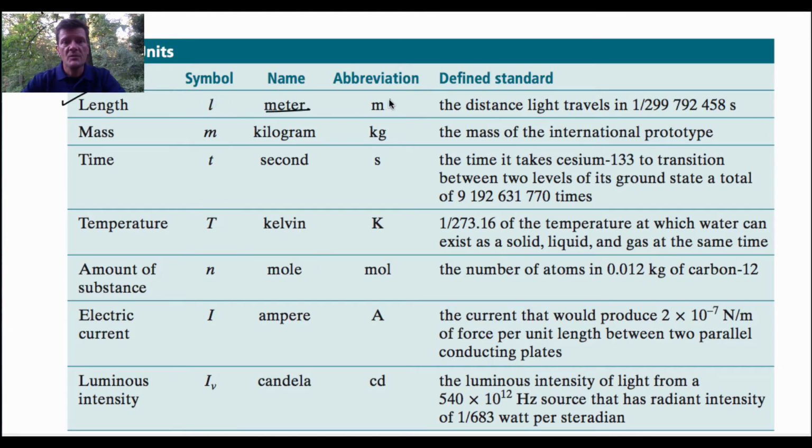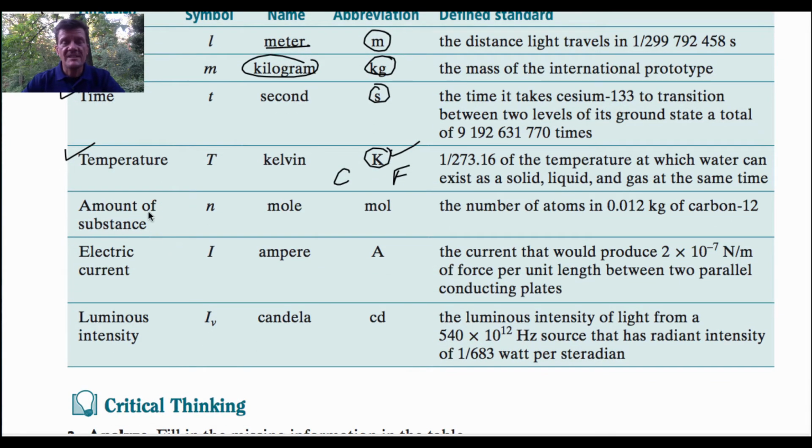You need to know that the SI unit for length is the meter, and we use the abbreviation m for that. The SI unit for mass is the kilogram, not the gram, the kilogram, kg. The SI unit for time is the second, and the SI unit for temperature is the Kelvin. So we'll talk about Kelvin and how that relates to Celsius and Fahrenheit, but you need to know that the Kelvin is the temperature that we use for the standard base unit for the SI system.